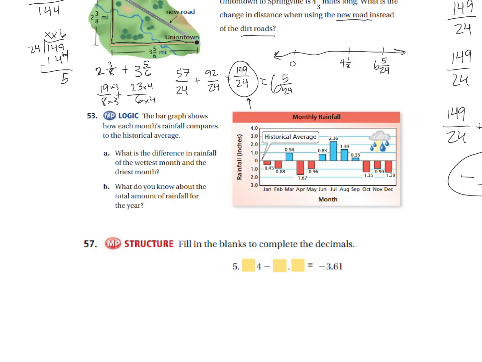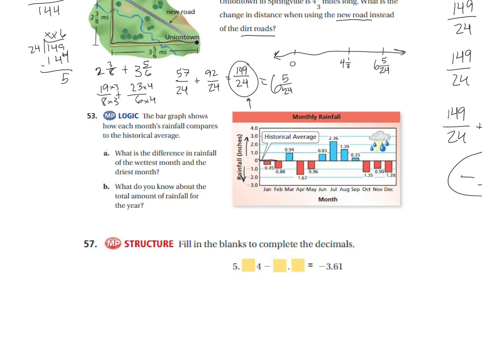Two more here. Number 53 says that the bar graph shows each month's rainfall in comparison to the historical average. Okay, and then what is the difference in rainfall of the wettest month versus the driest month? And then what do you know about the total amount of rainfall for the year? Basically this line right here that goes through the middle is, on average in history, how much rain did they get. Anything above our line says that during this month we got more than what we should expect. Anything below would say, hey, this is less than what we expected.